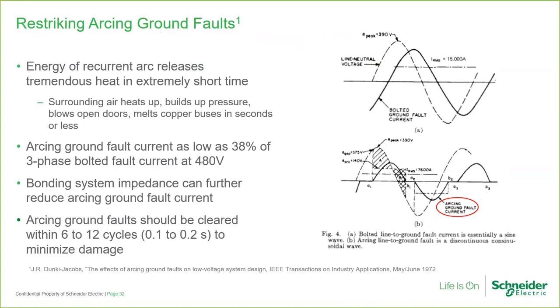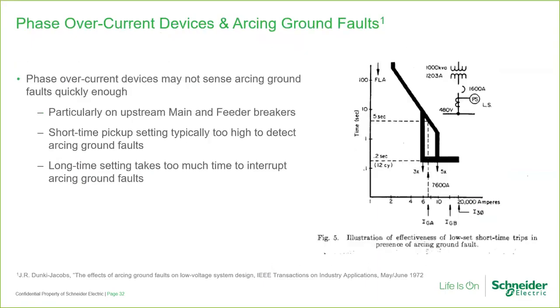It was found that the arcing ground fault current could be as low as 38% of the three-phase bolted fault current in 480 volt systems. Grounding and bonding system impedance further reduced the arcing ground fault current level. Dunki-Jacobs' 1972 article concluded that arcing ground faults should be cleared within 6 to 12 cycles, or 100 to 200 milliseconds, to minimize damage.